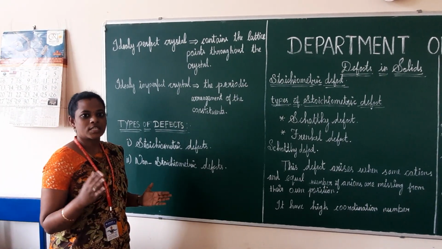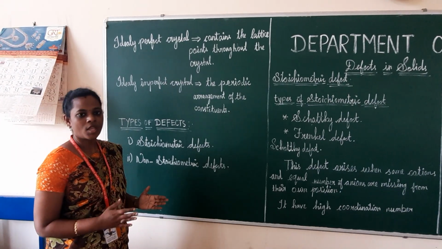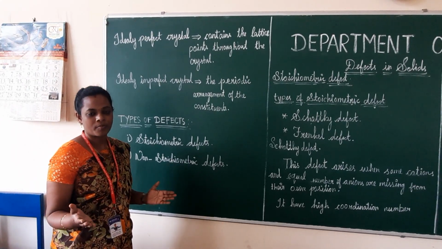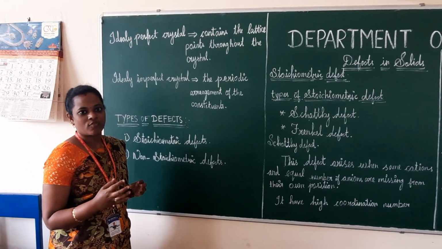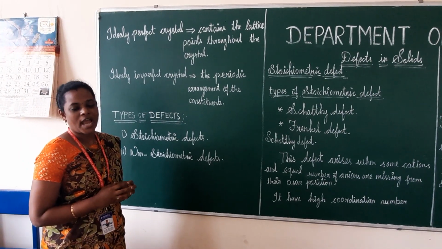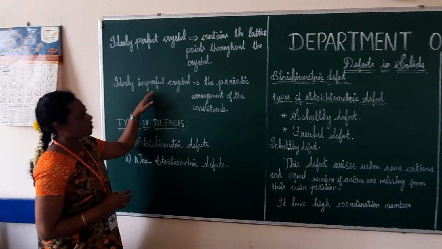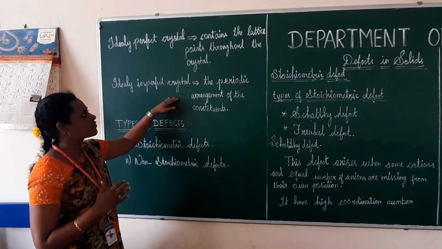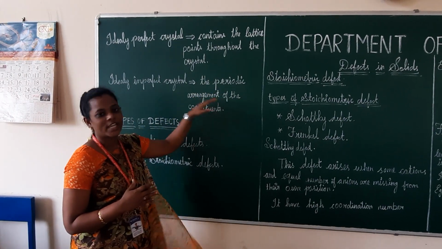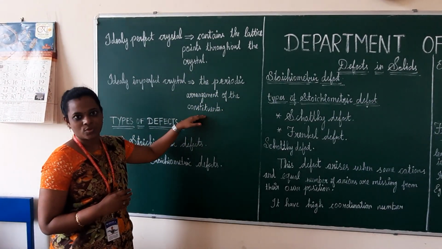So, where do these imperfections come from? It is the deviation of a lattice point that is called an imperfection in a crystal structure. So, ideally, an imperfect crystal structure arises from the imperfect periodic arrangement of the constituents.